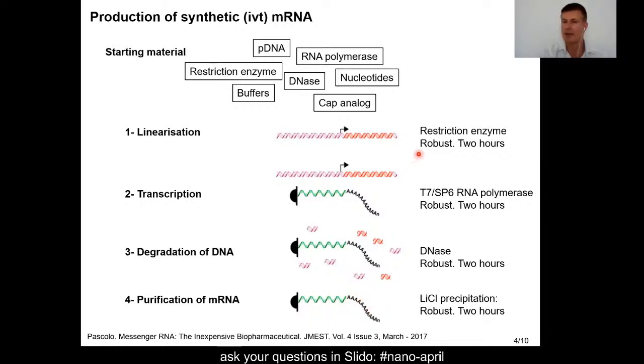Each of these steps is robust, which means that linearization, transcription, and DNase treatment always work, whatever the starting plasmid, whatever the sequence in the starting plasmid, whether it codes for a virus protein, a cancer protein, or an allergy protein. This process is always the same. It always works. Within a few hours, through these steps, you get mRNA. This is in the laboratory. In pharmaceutical production, it takes a bit more time because you need in-process controls and end-product controls on the mRNA.